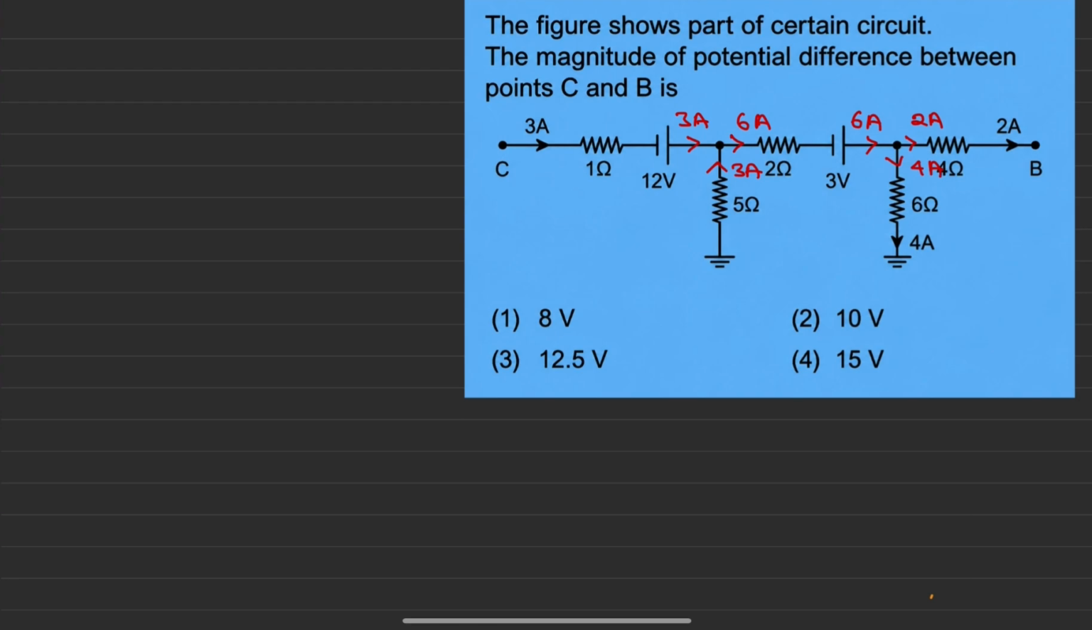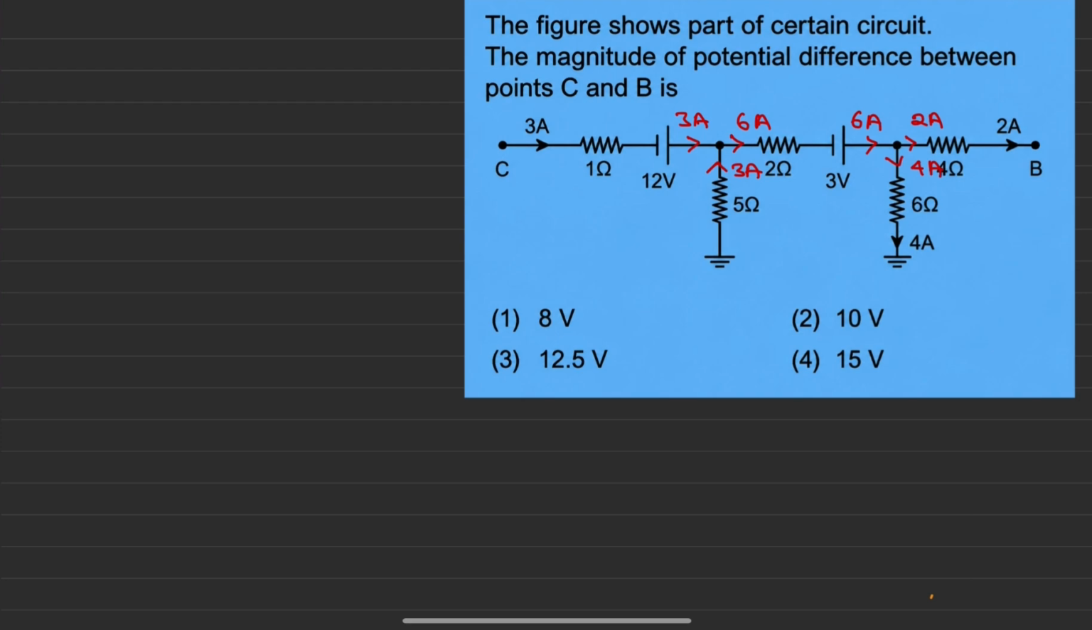So just keep only one thing in your mind. In the direction of current flow across resistor, potential will decrease. And for cell, if you go from smaller terminal to bigger terminal means what? Potential difference will be positive. If you go from bigger to smaller, potential difference value will be negative. So let us simplify from here.